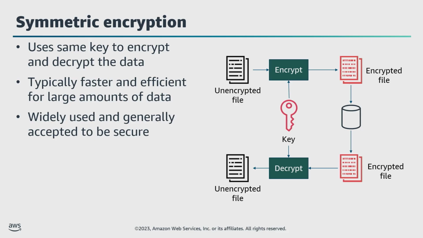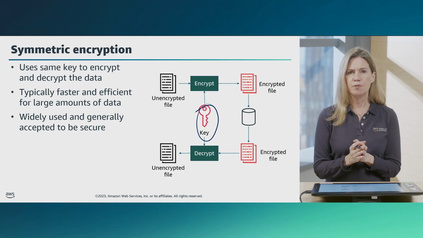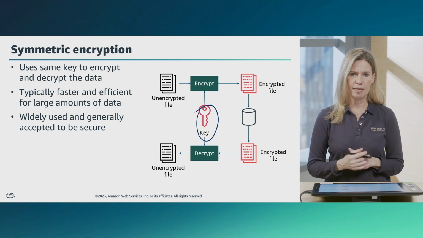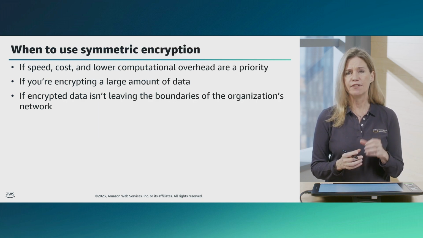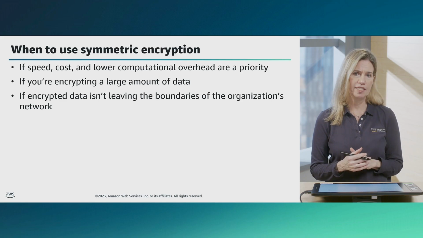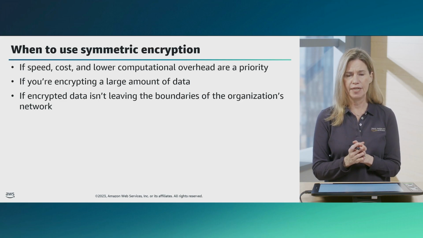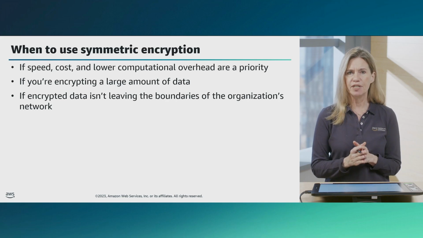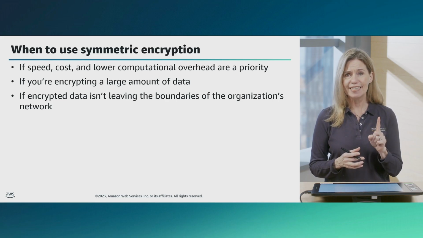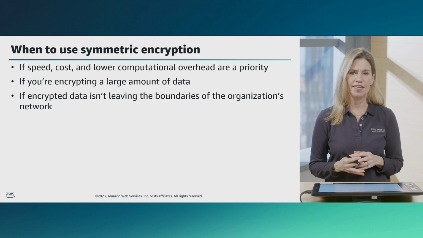Symmetric encryption uses the same key to encrypt and decrypt the data. This method is typically faster than asymmetric, and it's efficient for large amounts of data. Symmetric encryption is widely used and generally accepted to be secure. Symmetric encryption is a good choice if speed, cost, and low computational overhead are a priority, and you have a large amount of data to encrypt. Symmetric encryption is appropriate if the data isn't leaving the boundaries of your organization's network.